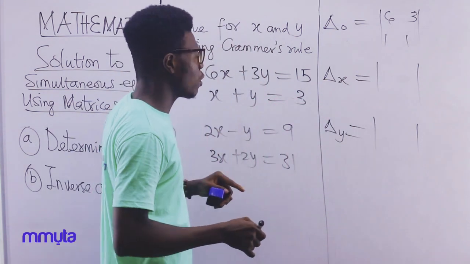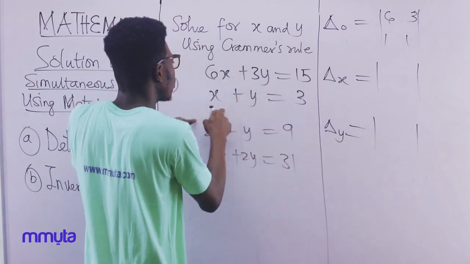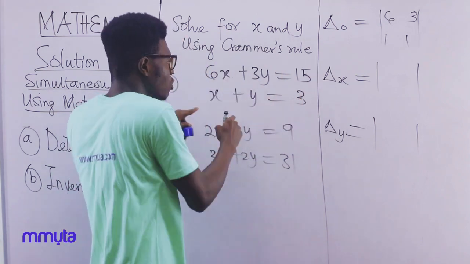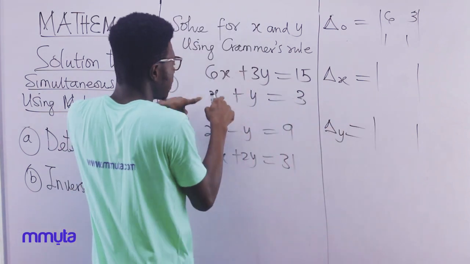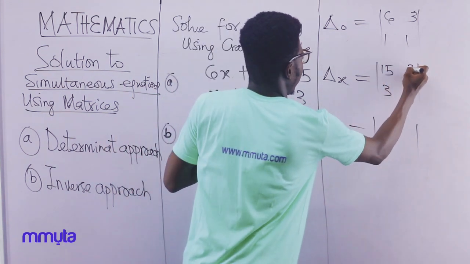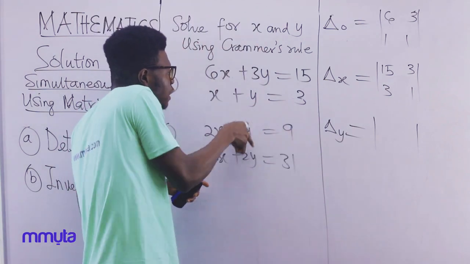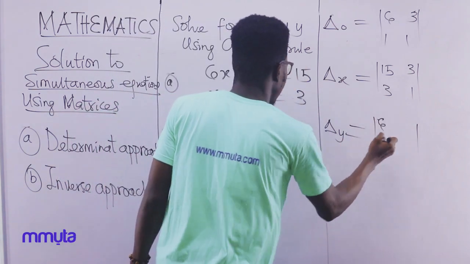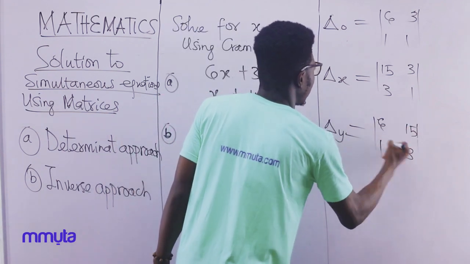Alright. For the determinant of x, have this in mind. The coefficient of x will be missing. You are going to replace it with this. The coefficient of x will be missing here. You will replace it with this one on the right hand side. So instead of writing 6 and 1, we are going to write here 15, 3, and this one 3, 1. Beautiful. So for y, remember, the coefficient of y will be missing, and it is going to be replaced with 15 and 3. So we are going to have 6 here. We are going to have 1 here. We are going to have 15 and then 3.